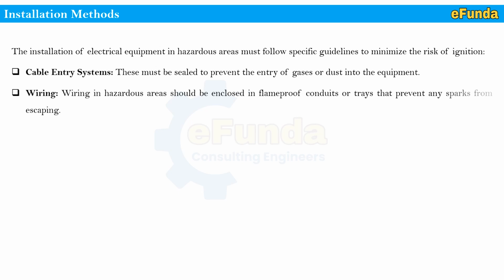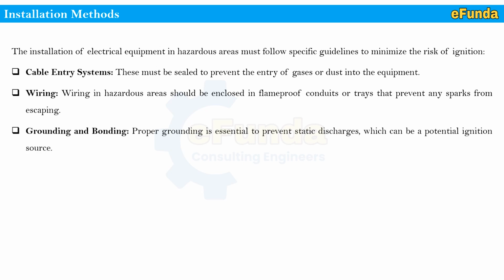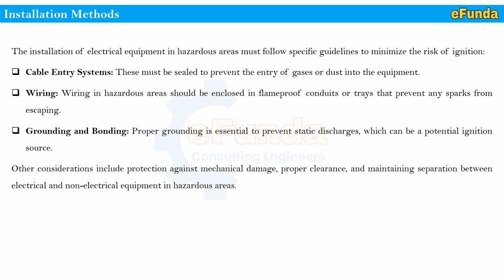Second, wiring. Wiring in a hazardous area should be enclosed in flame-proof conduits or a tray that prevents any spark from escaping out. Third, grounding and bonding. Proper grounding is essential to prevent static discharges, which can be a potential ignition source. The other considerations may include protection against mechanical damage, proper clearance and maintaining separation between electrical and non-electrical equipment in a hazardous area.